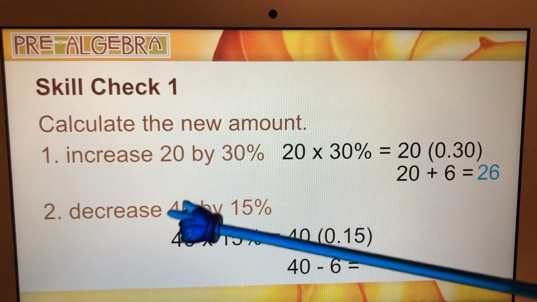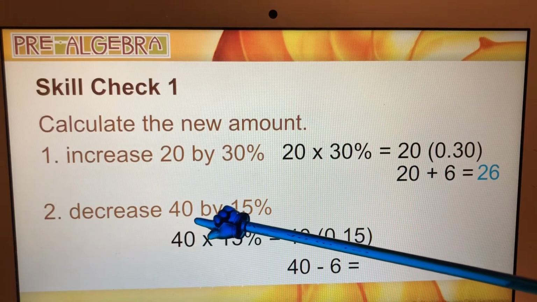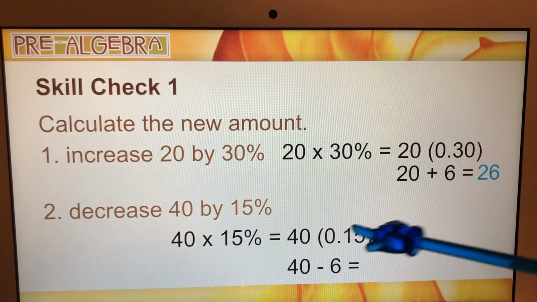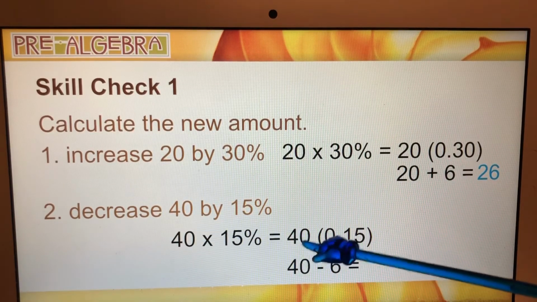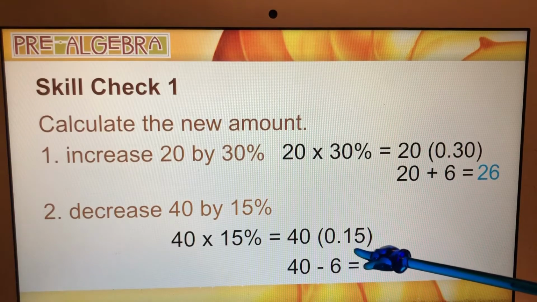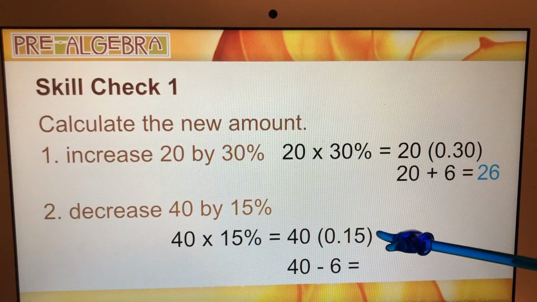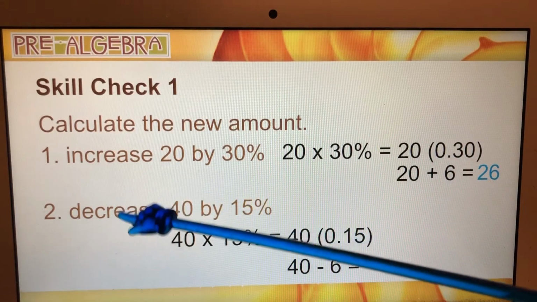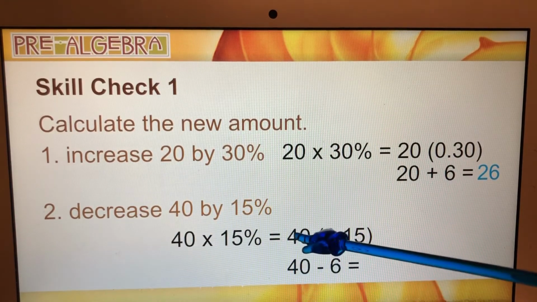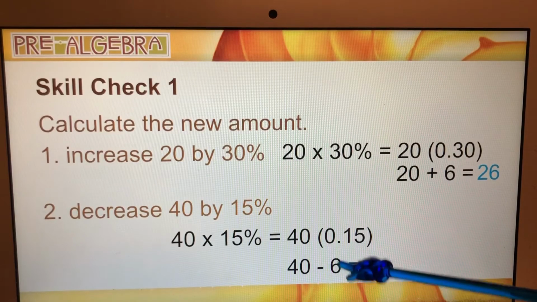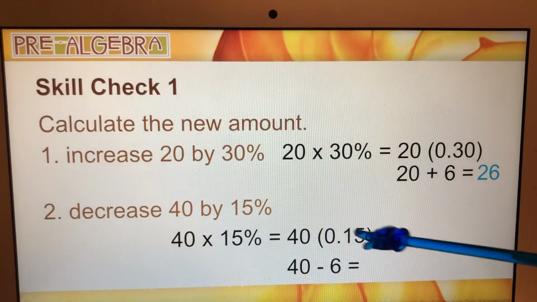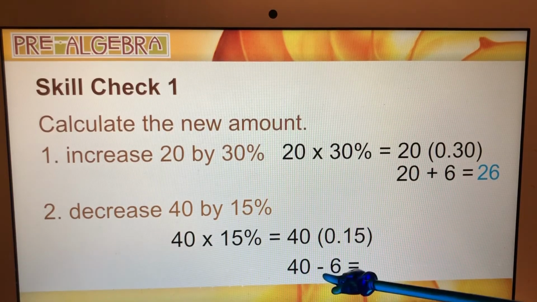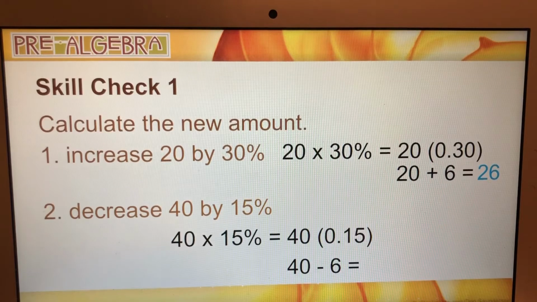Then, if I have a decrease, if I decrease 40 by 15%, now I'm going to multiply 40 times 15%, so 0.15, and then I should get 6 from that. But because it's a decrease, then I have to subtract the original number. I'm going to subtract the new number 6, or the percent here, okay? 40 minus 6, and then that should give me 34.